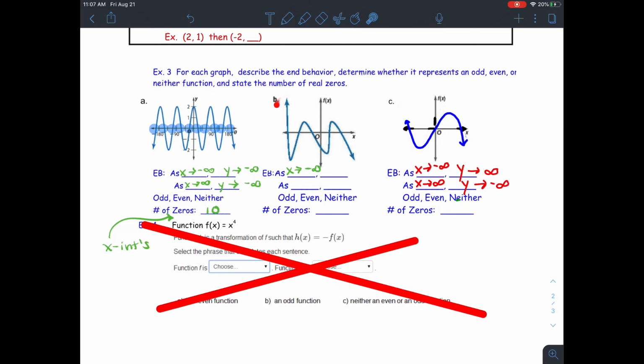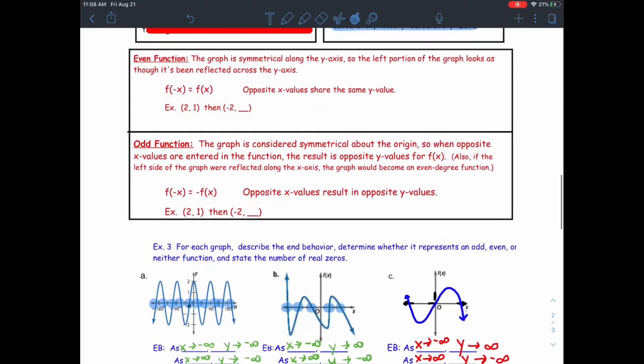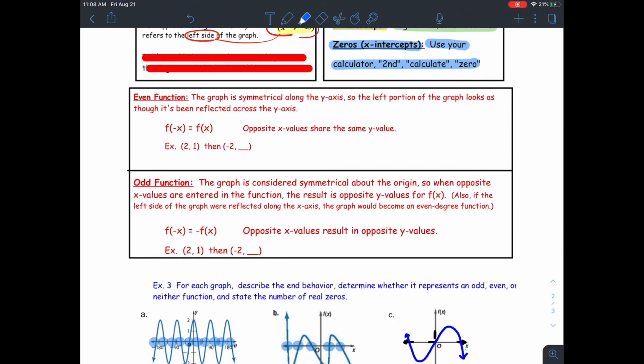Okay, let's do the end behavior for this one. As x approaches negative infinity, I'm looking to the left. Looks like now the arrow is going up. I'm going to say the y values approach positive infinity. And then as I look to the right, so as x approaches positive infinity, it looks like the y values are now going down, approaching negative infinity. Again, I'm going to count the number of zeros. That's simply the number of x-intercepts. This one has 5.